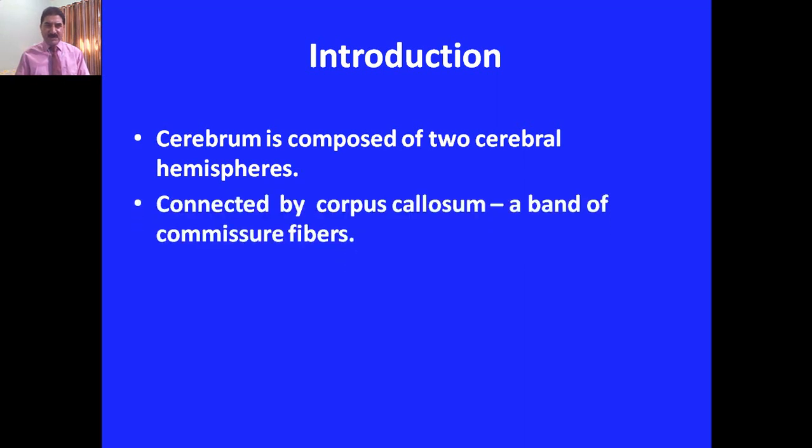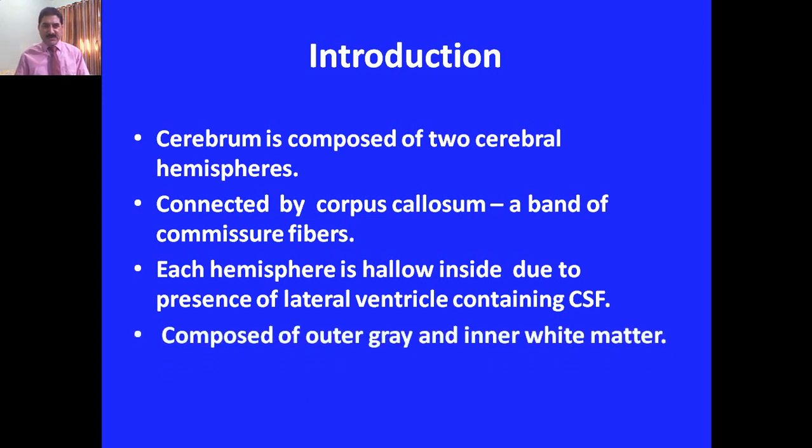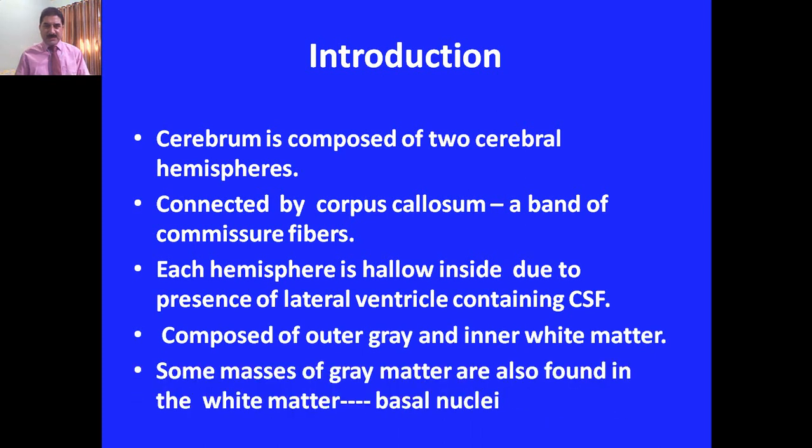These hemispheres are connected by the corpus callosum, which is a band of commissural fibers. Each hemisphere is hollow inside due to the presence of the lateral ventricle containing cerebrospinal fluid, which is produced by the choroid plexus. Each hemisphere is composed of outer gray and inner white matter. Some masses of gray matter are also found in the white matter. These masses of gray matter found in the white matter are called basal nuclei or basal ganglia.